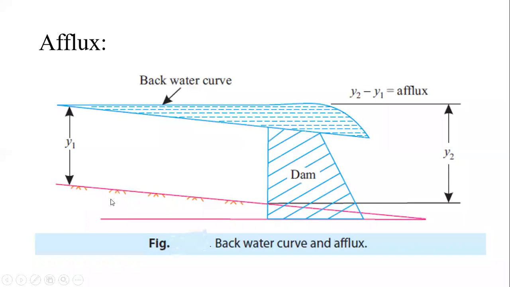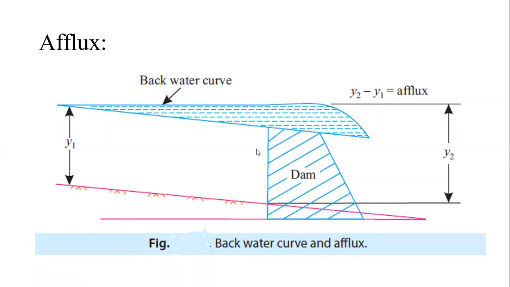So once again this is a channel bed and a dam, that is a barrier, has been constructed in the channel itself, due to which the water surface has been raised. We'll consider that this is the initial water surface or initial water depth, that is y1, and due to the construction of the barrier in the form of the dam, the water depth has been increased. So at this dam section the water surface has been elevated up to this point.